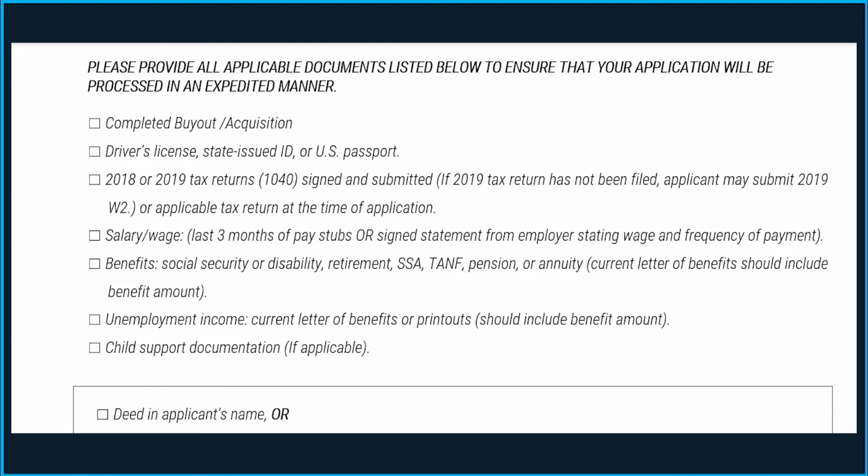Or, if an applicant or household member over the age of 18 has not filed taxes within the past 2 years, they will need to provide the last 3 months of pay stubs or signed statements from the employer stating the wage and frequency of payment. Any benefits received, if applicable. Any unemployment income, if applicable. The current letter of benefits or printouts should include the benefit amount. Child support documentation, if applicable.